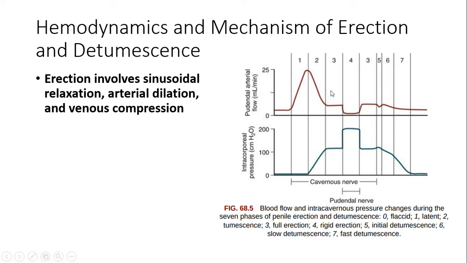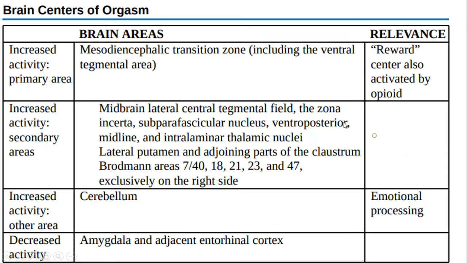You see that in phases 3, 4, and 3 again we still have erection. This is sexual intercourse. And all phases from 0 to 2 are the initiation of erection, that's the process of excitement. And after phase 5 until 7, these are the phases of detumescence.